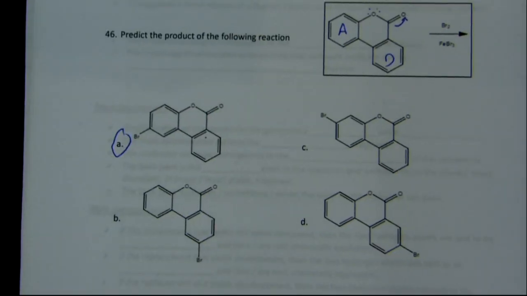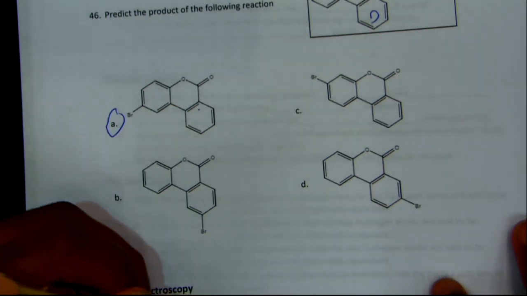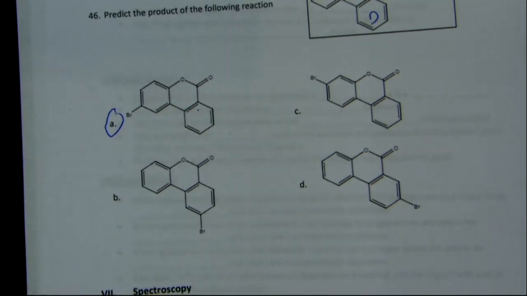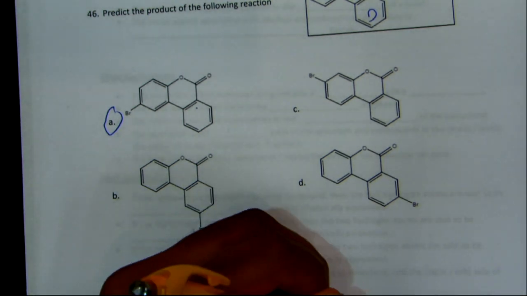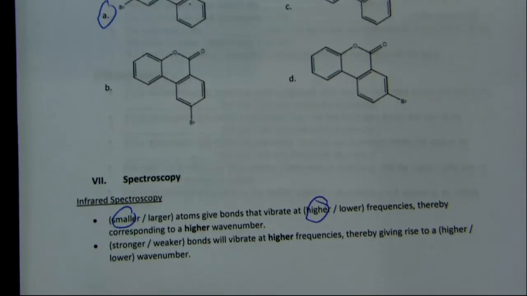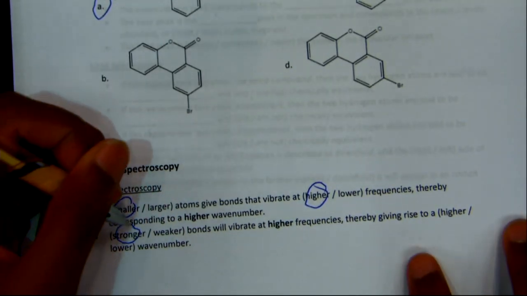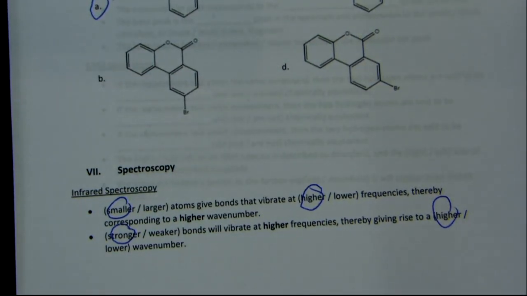All right, spectroscopy. Smaller atoms give bonds that vibrate at higher frequencies. If you think like you play guitar, you play higher notes, they vibrate faster. Stronger bonds will vibrate at higher frequencies. Guitar strings are very tight if they want to be a higher note, so a very similar concept. And higher wave number. All good?